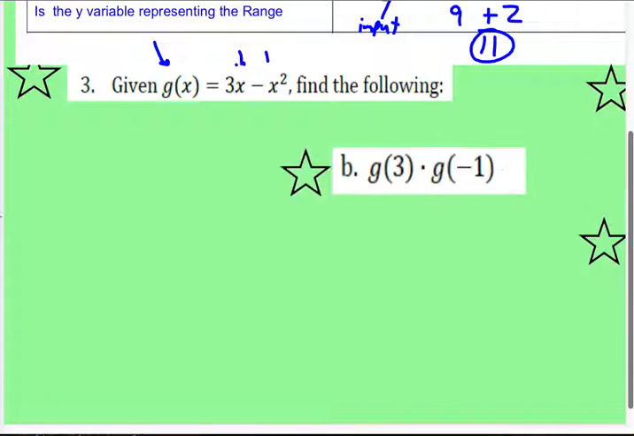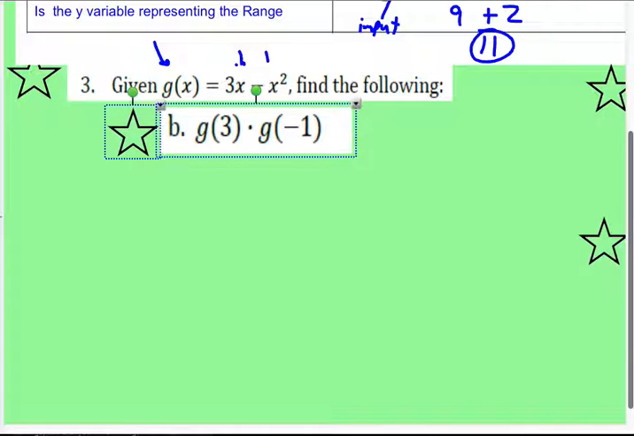Let's look at the next one here. Okay, this is an interesting one, and this is where some people get a little bit confused because they see multiplication here. Well, what you're going to do is you're going to evaluate g of 3 first, find out whatever that is, and evaluate g of -1, find out whatever that is, and then multiply the two answers together.